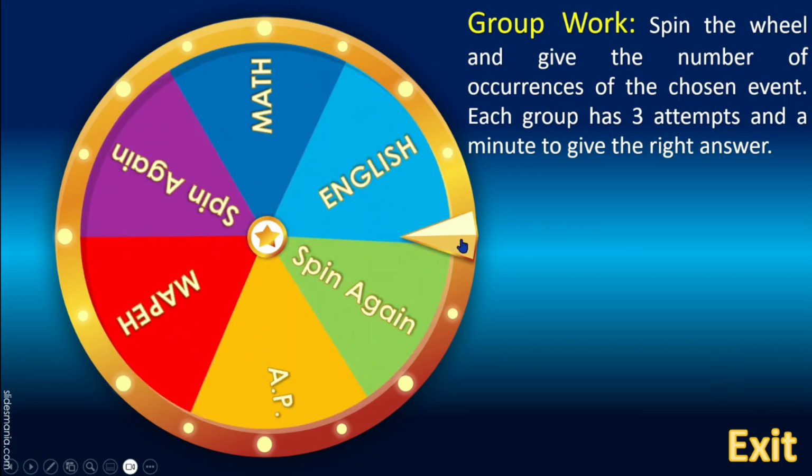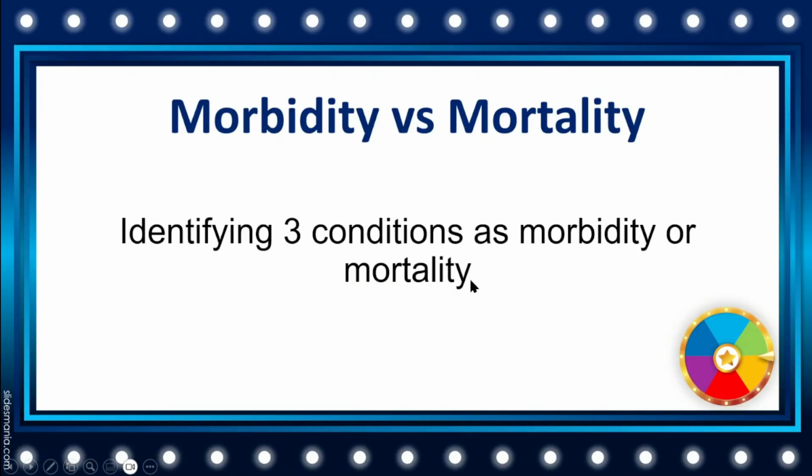Let's have another subject. MAPEH. If you are to identify three conditions as morbidity or mortality, how many ways could you have identified it?